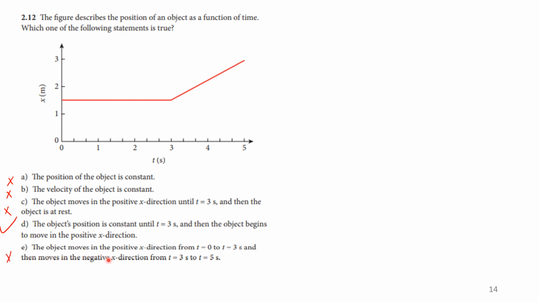The object move. No. When they say move from t equal 0 to t equal 3, you already know without continuing the statement that E is wrong. When they say the object moves in the positive x direction from t equal 0 to t equal 3, you can figure out that E is also wrong.